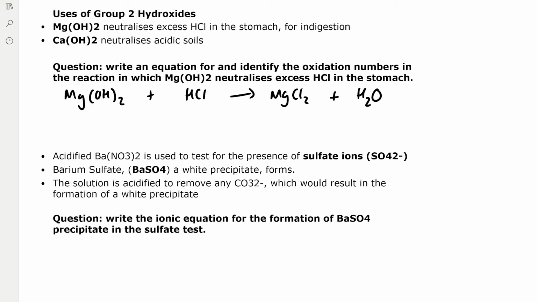And then to balance, we need 2 molecules of HCl, and we also need 2 molecules of water. And then don't forget your state symbols. And then the oxidation numbers. So chlorine in HCl is going to be -1, and hydrogen is going to be +1.